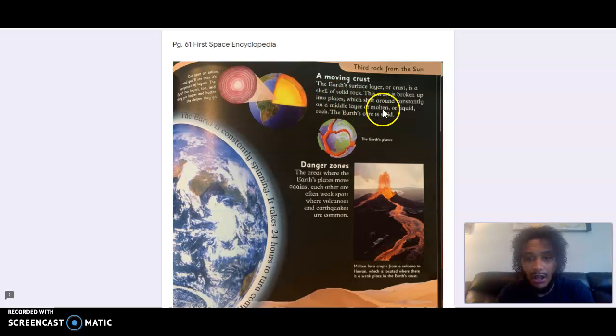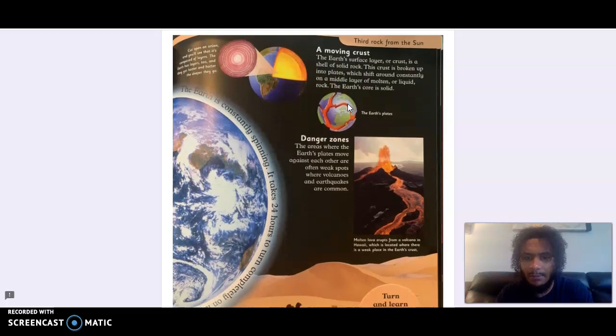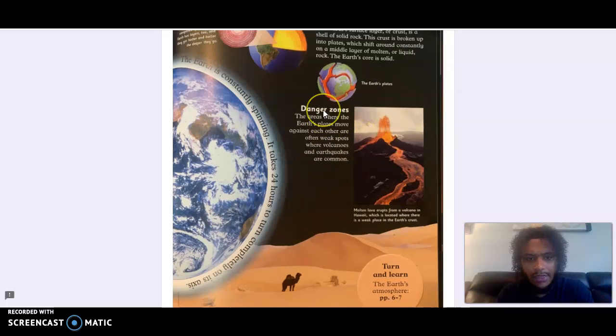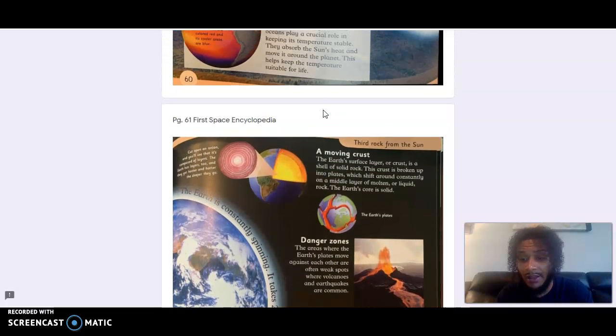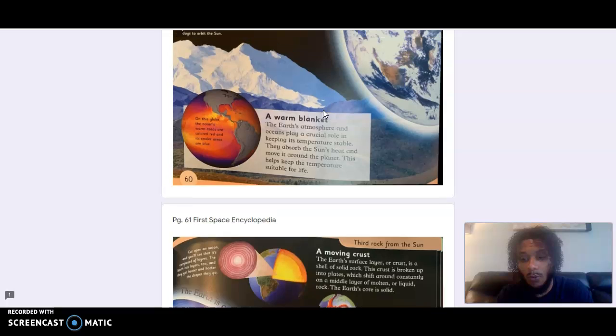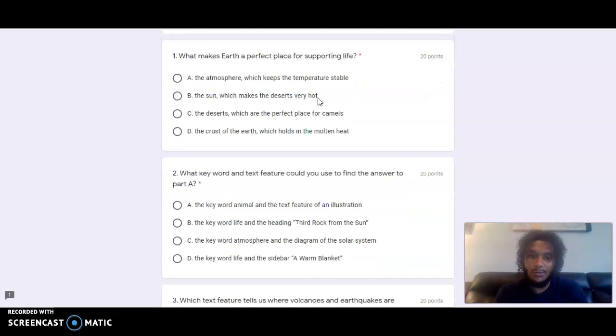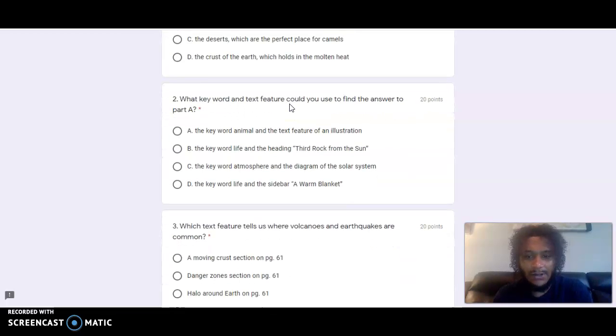It says the middle molten liquid, the Earth's core is solid. That doesn't tell me anything about anyone living on Earth, though. Nothing on there about the molten heat that the Earth holds in tells me why people should live there. But I remember that it says up here, Earth is the only planet in the solar system capable of supporting life. It's the right temperature. Oh my goodness, that's almost word for word an A right there. Let's go to number 2.